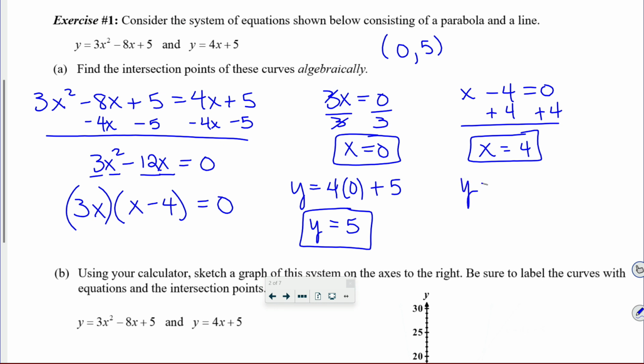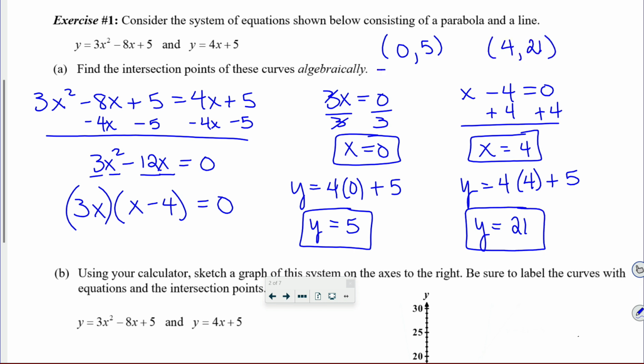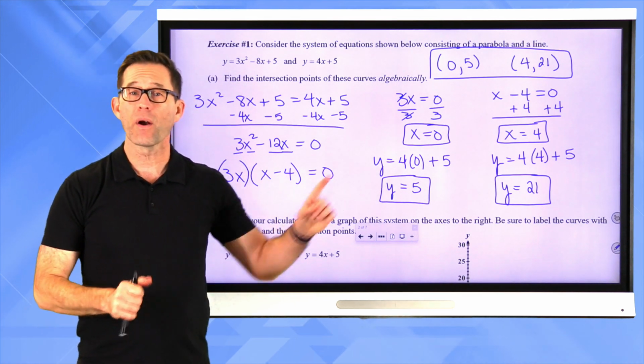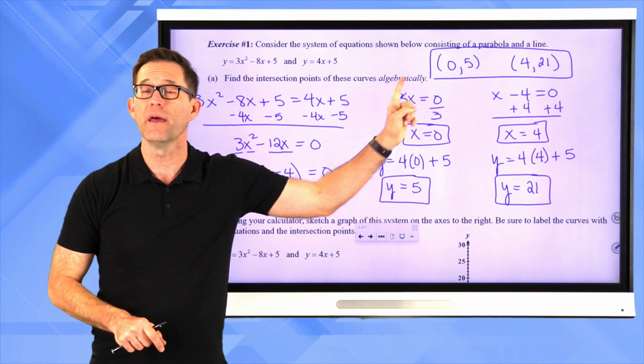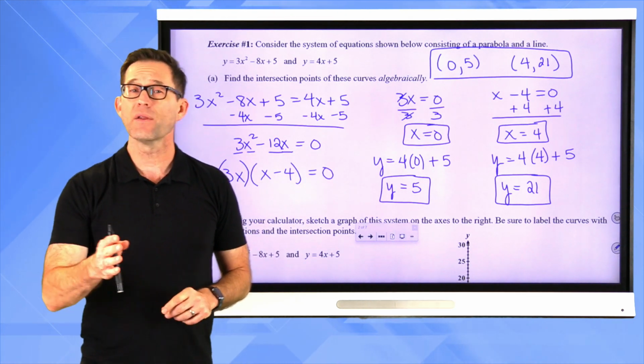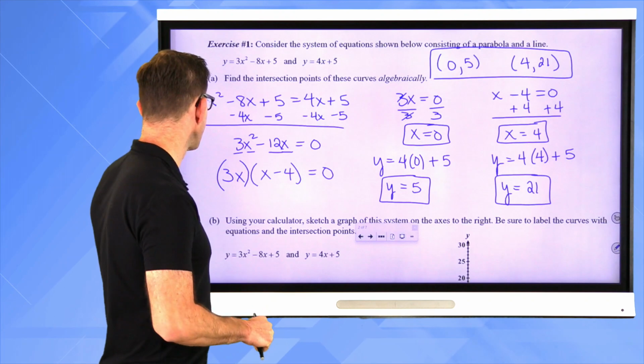Then here, if I throw the 4 in, I'll have 4 times 4 plus 5, which is 16 plus 5, and that's 21. So my other intersection point is at 4, 21. Maybe make that look a little more like a 21. Excellent, right? Our algebra, solving it algebraically, has resulted in these two coordinate points. And now let's verify it using our graphing calculator.